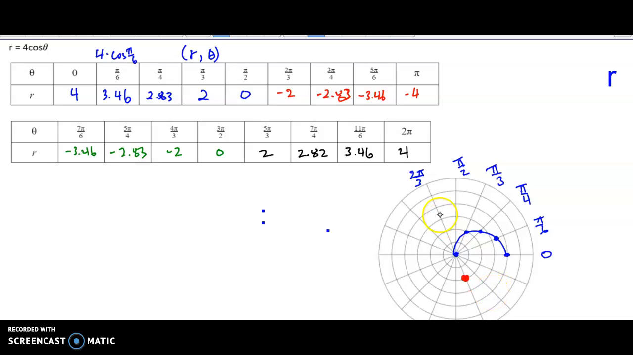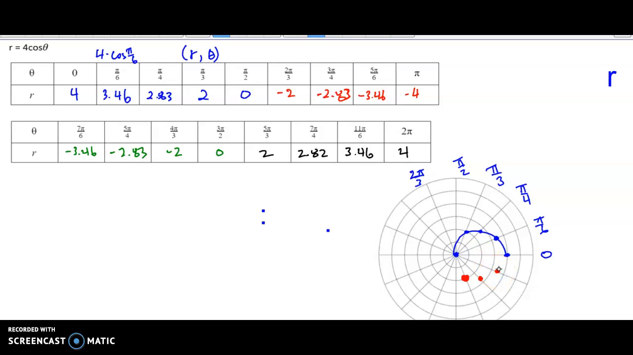Alright, and then at 3 pi fourths, it's -2.83. So we're going backwards. Right, so it's like this. At 5 pi 6, it's -3.46.